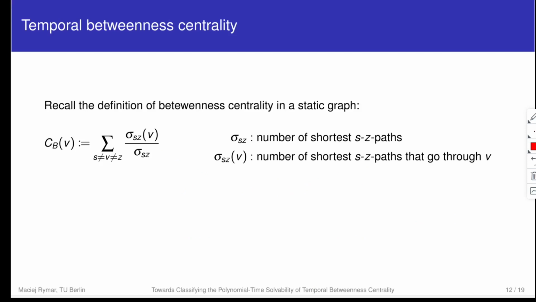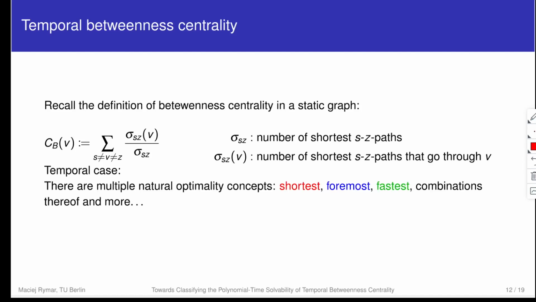So recall this definition of betweenness centrality in the static graph again. We defined it as a ratio of shortest paths to shortest paths that go through a vertex. And in the temporal case, as we have just seen, there are multiple natural optimality concepts. So we have seen shortest, foremost, fastest. We have seen this restlessness constraint, and we can take combinations of those and many more. And one can definitely make an argument that each is a natural optimality criterion that we should be able to treat.